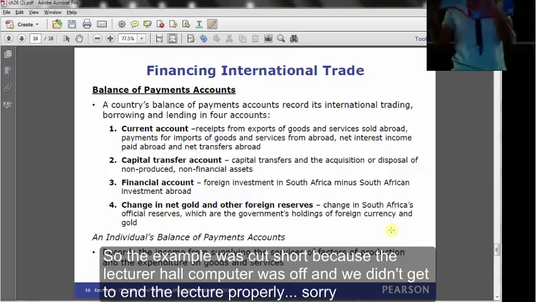So the final part of this chapter is a discussion on the balance of payments, right? What it is that goes into those different accounts, okay? And when you call a nation a debtor nation or a creditor nation, that's basically based on different values in these different accounts.